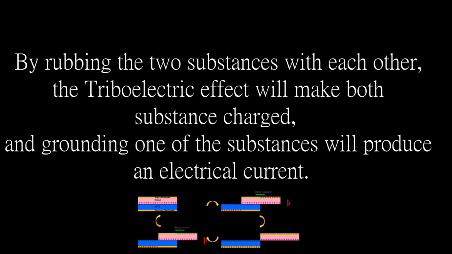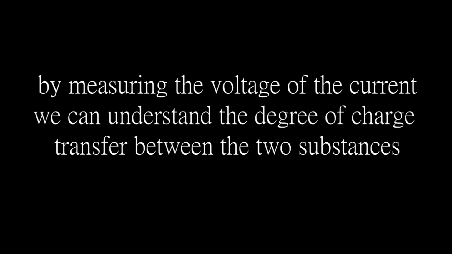So the theory that we will be using in our experiment is that by rubbing two substances with each other, the triboelectric effect will make both substances charged, and grounding one of these substances will produce an electrical current. By measuring the voltage of that current, we can understand the degree of charge transfer between the two substances.